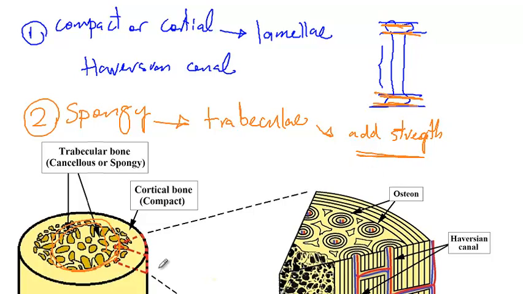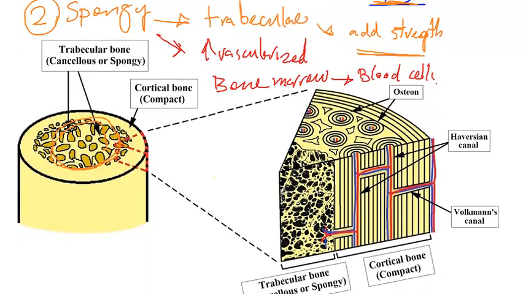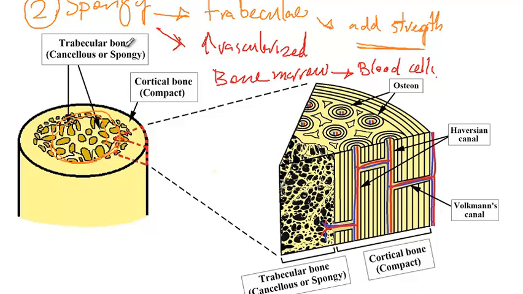And then in comparison to the compact bones, these trabecular bones are highly vascularized. So these are highly vascularized and house the bone marrow, the function of which is to produce blood cells. All right, and so that concludes discussion of the trabecular or cancellous or spongy bone versus compact bone. And here I have shown you the structure of the Haversian canals and Volkmann's canal.